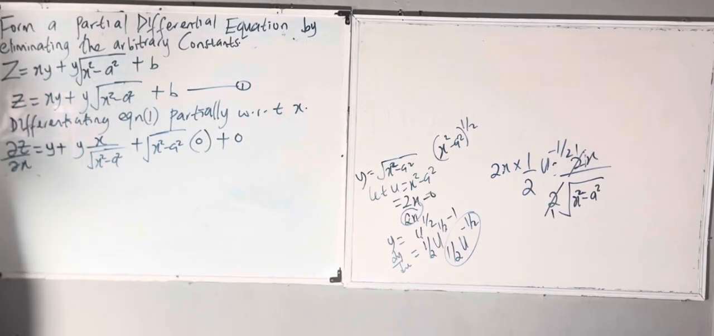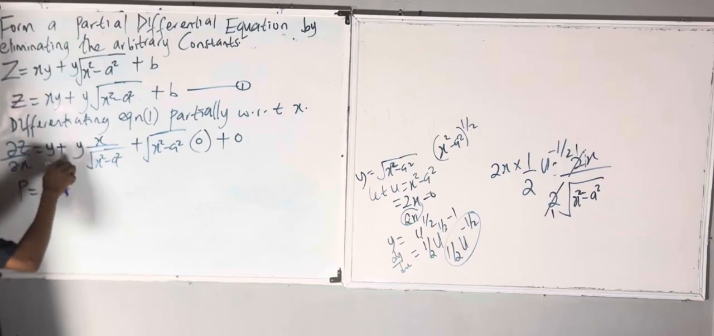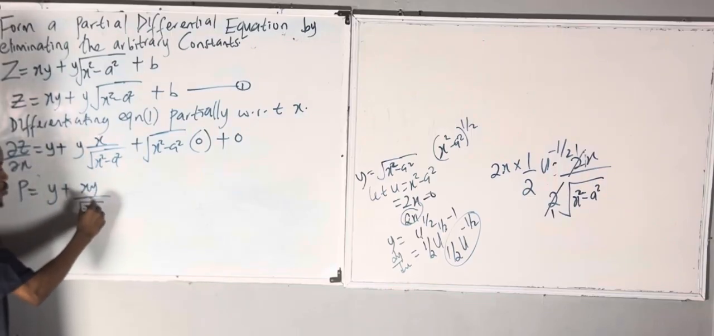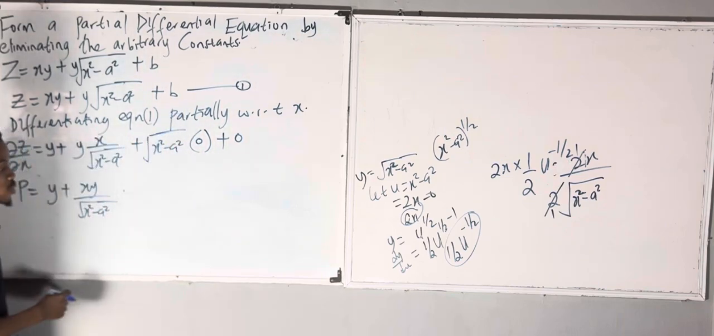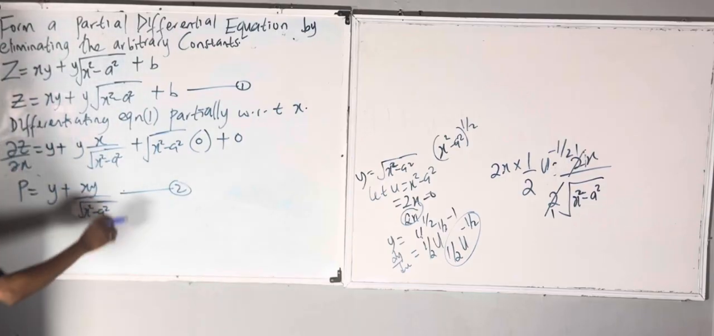Please remember that the notation for partial z, partial s is p. So whenever we say partial z, partial s, we're going to write it as p. P is equal to y plus y times s. I'm going to have xy all over s square minus a square, plus times 0, everything will be 0. So it means when I differentiate equation 1 partially with respect to s, I got this.